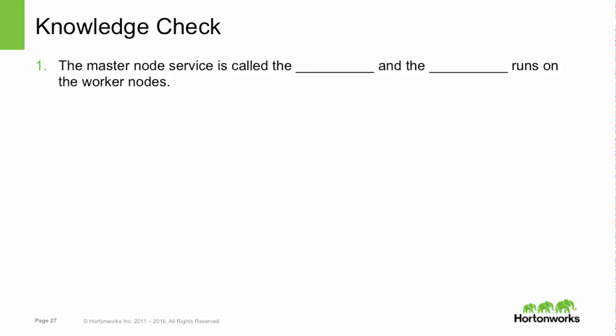All right, so we got to the end. Let's run through a quick knowledge check and summary, and we'll wrap this up. So master nodes and worker nodes. What are those processes that exist? One of the primary processes was the resource manager for the master. And again, one or many from a high availability perspective, but logically one resource manager, and then a node manager process for every single worker node.